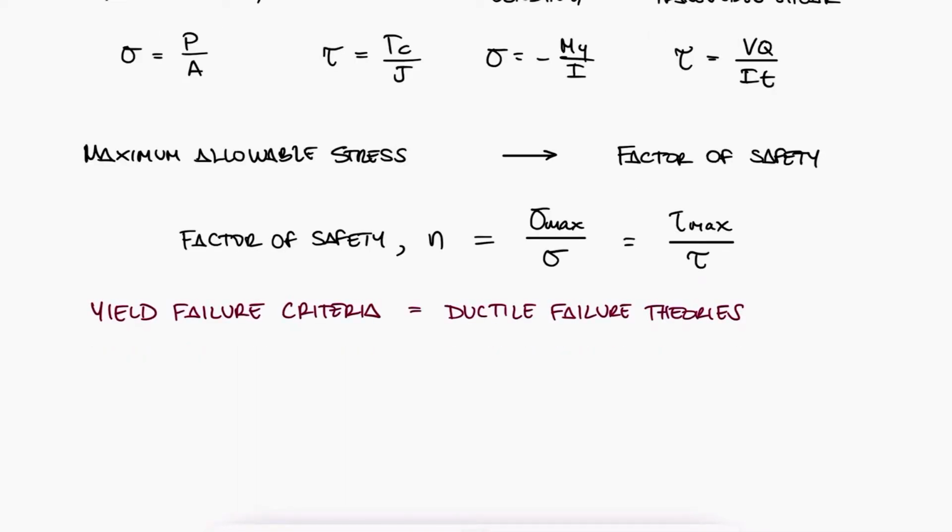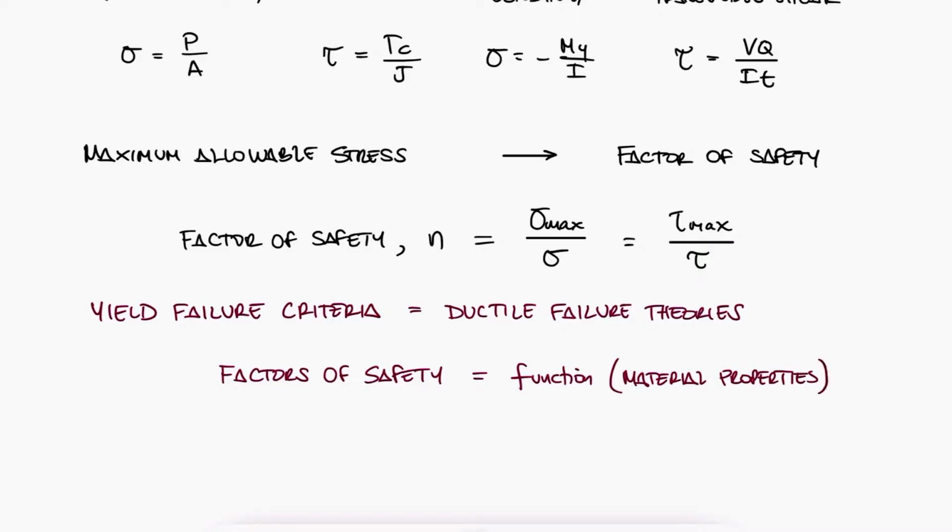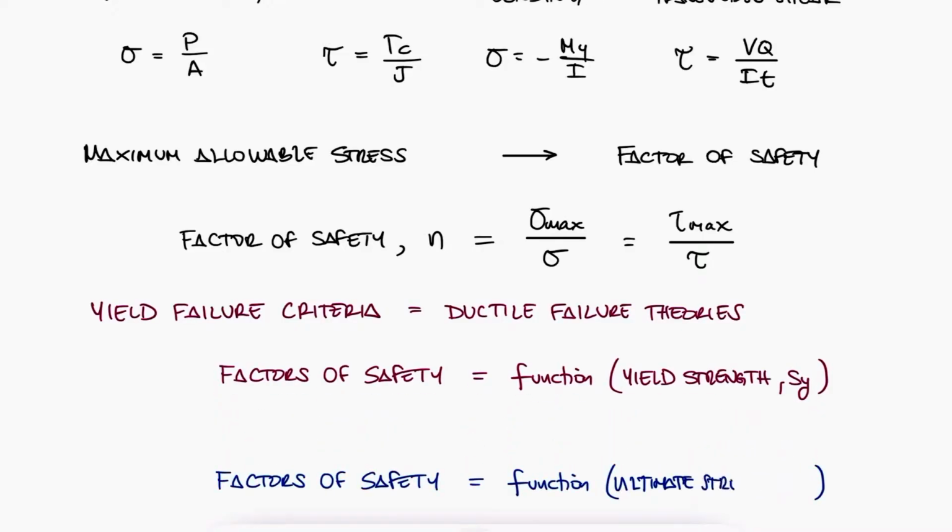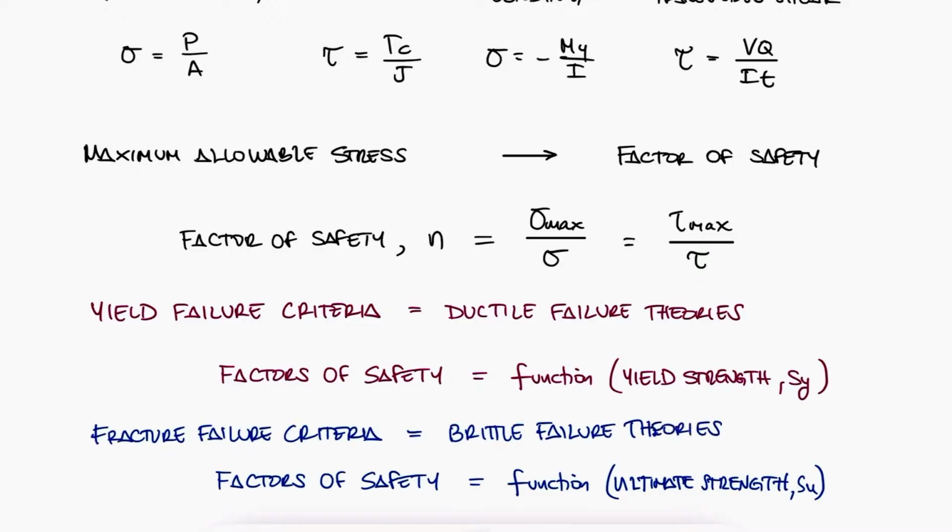Just like with yield failure criteria, or what is usually called ductile failure theories, covered in a separate 10-minute video, linked below, for brittle materials, the factors of safety can be defined in terms of the properties of the material instead of just some theoretical maximum allowable stress. It was the yield strength for ductile materials, and it will be the ultimate strength for the fracture failure criteria for brittle failure theories today.